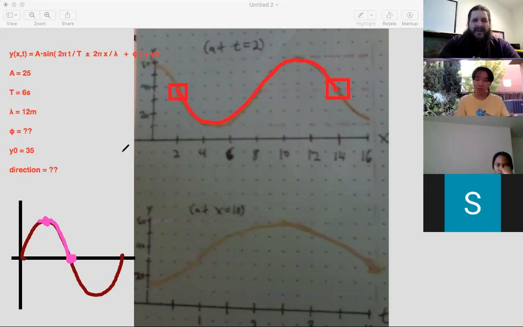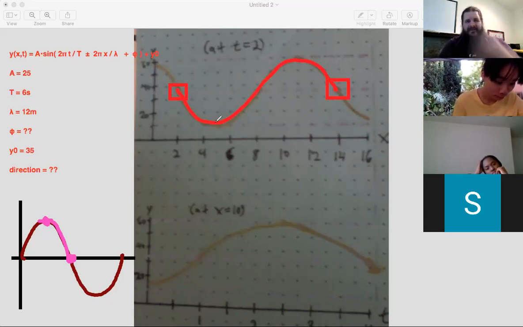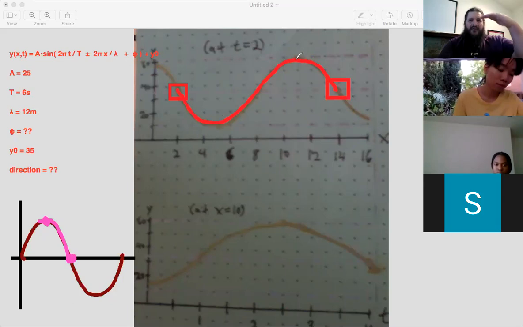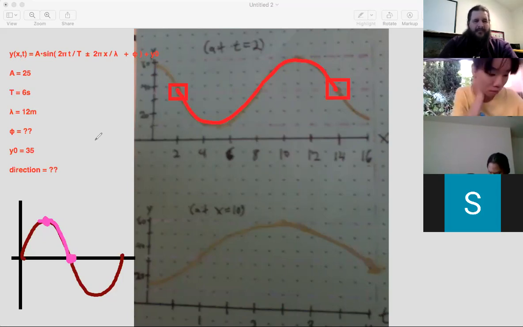You don't want to accidentally call something a crest or a trough that isn't really a crest or a trough. You want to be sure that that really is the lowest it gets or the highest it gets. And for that, it's a good idea to look at the slope of the tangent line. At a true crest or trough, the graph will flatten out. The derivative at that point is 0. If the slope is still not quite 0, that means it's not really a max or a min.